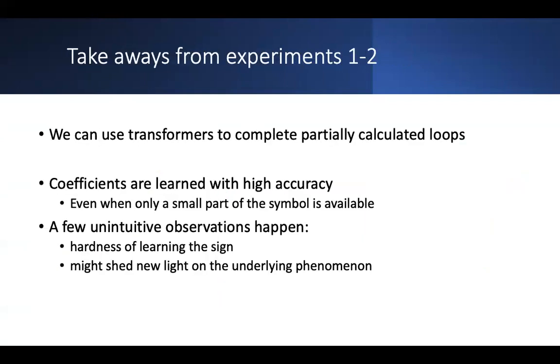So the takeaway is that you could use a transformer to complete the partially calculated loops. And this is interesting because this is a current, outstanding research problem in physics. You can learn coefficients with high accuracy, which means you won't calculate all the coefficients, but you will calculate enough to simplify the problem a lot, and you'll use the relations to do that. And you get, along the way, an intuitive observation: learning the sign, for instance, is very difficult. So the hope is that we could maybe learn new physics with that, or rather provide new intuition that helps learn new physics.